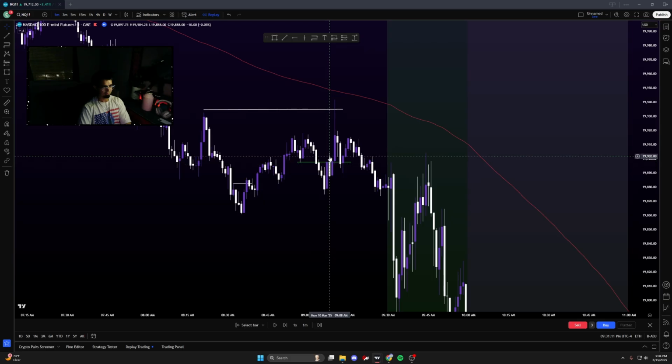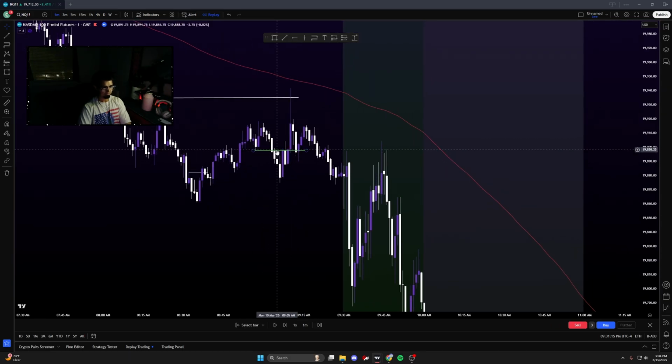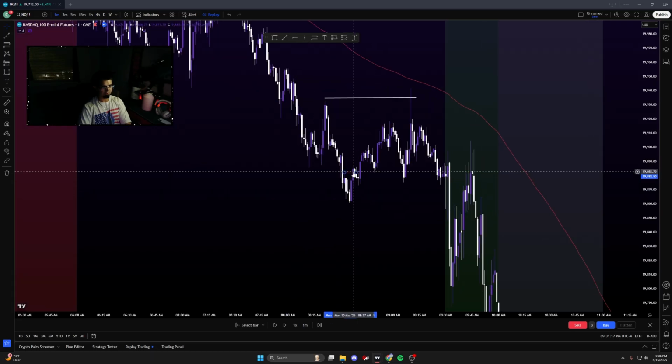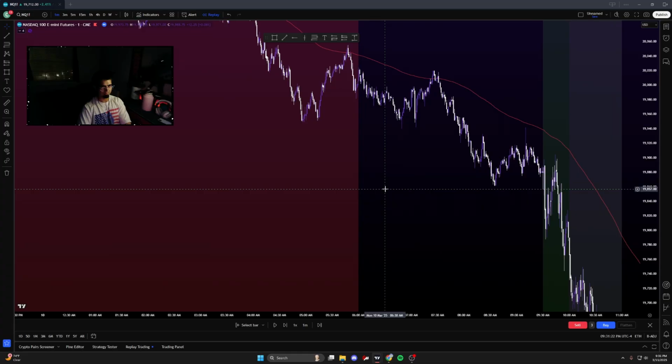Now what do you have? A lower high. What do we do? Sweep liquidity. It's as simple as that. It's all breaker structure is. It's just a shift in price action from either bearish to bullish or bullish to bearish.